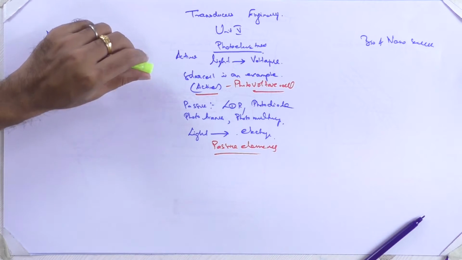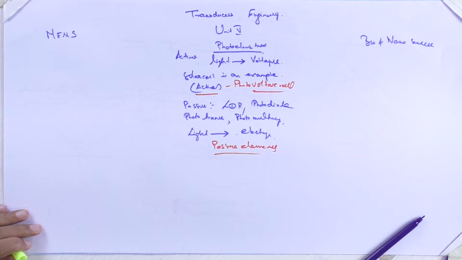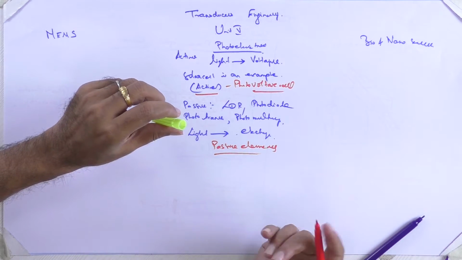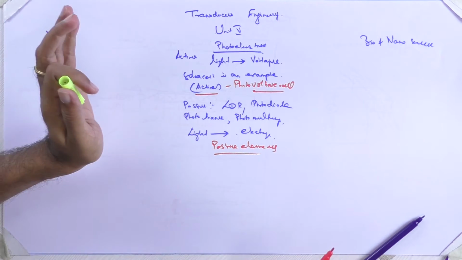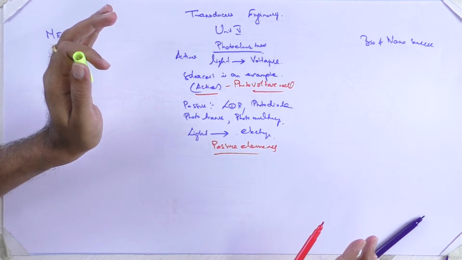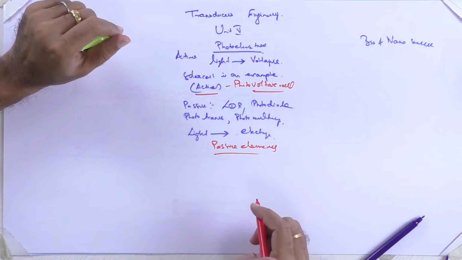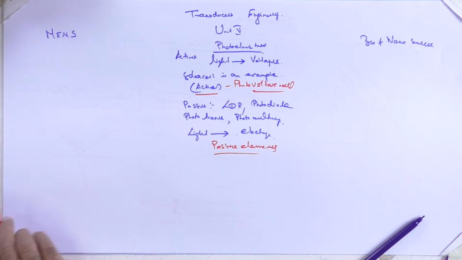This doesn't need any kind of external source. It directly converts the light incident over it into electrical energy. So a cumulative amount of different solar photovoltaic cells produces your entire solar panel, where we get our voltage.